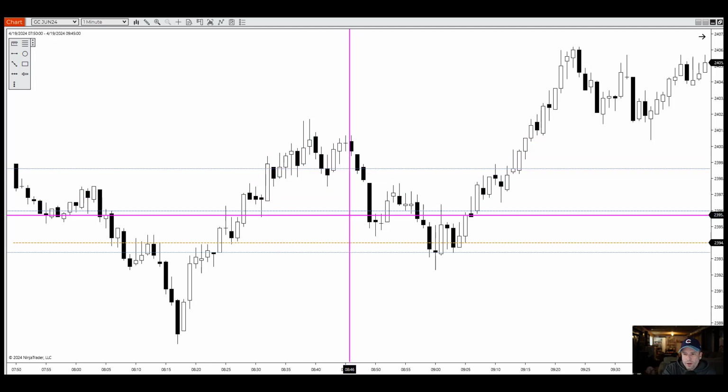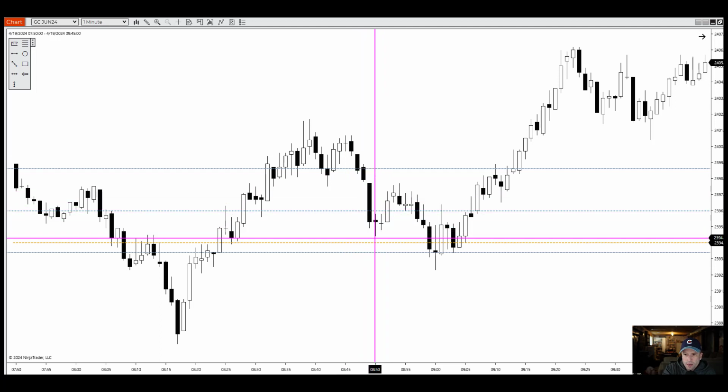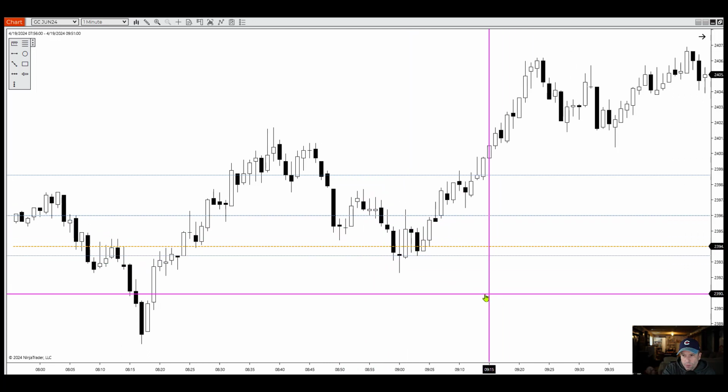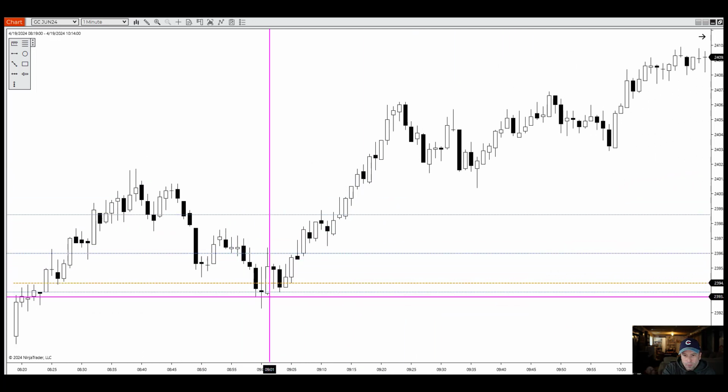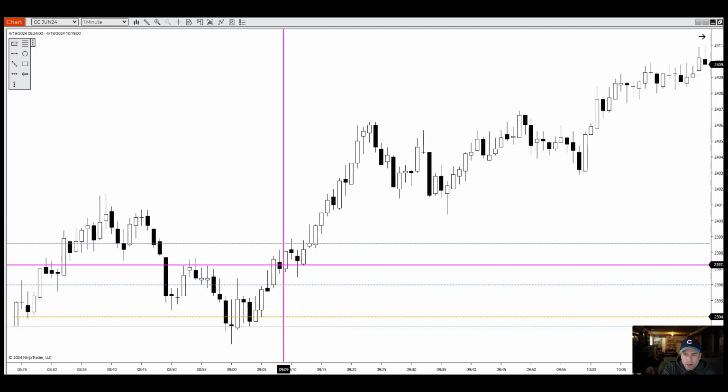All right, we come back below. Now, the problem here is we have the overnight open. We're not going to take trades into the overnight open, so we're just going to wait. We never really have any kind of a retest up. I do take this trade here.